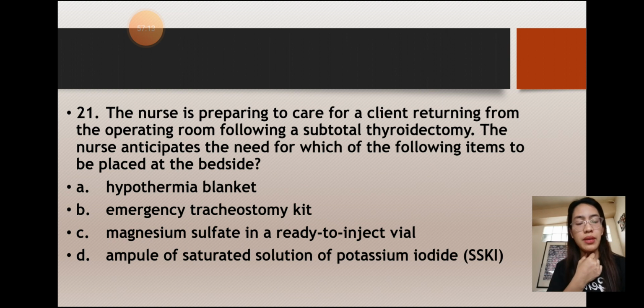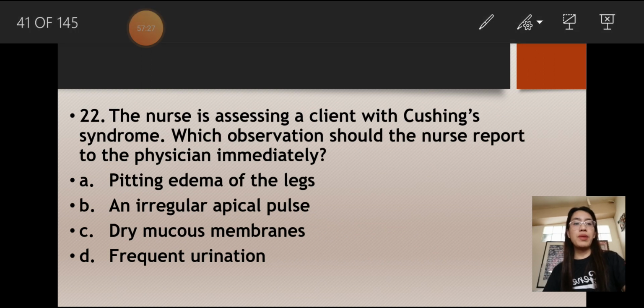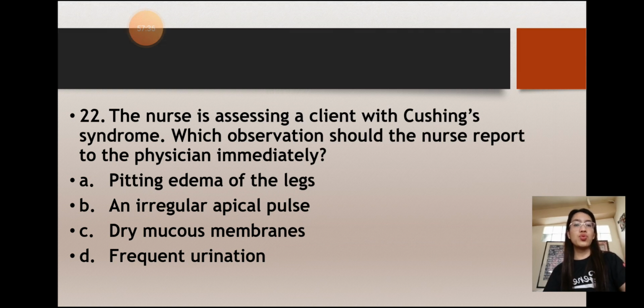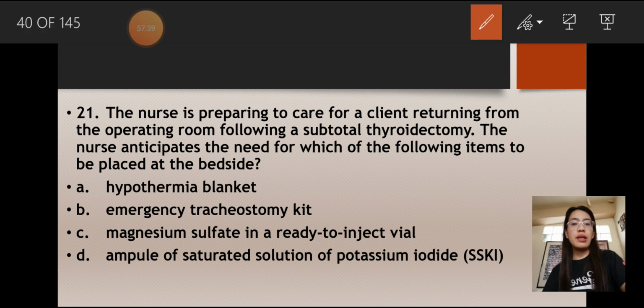So, asahan natin na sa bedside, in case na magkaroon ng pamamaga dun sa site of injury, kailangan naka-ready ang alin? Tracheostomy kit. Okay? Just in case gagawan ng airway yung patient natin kasi nga namaga na or nagkaroon na ng block yung airway ng patient because of the swelling. So, 21, our answer for that will be letter B. 22.